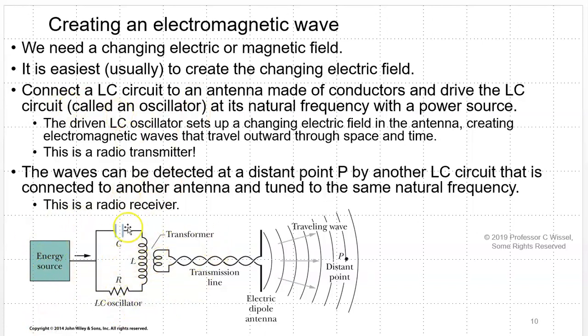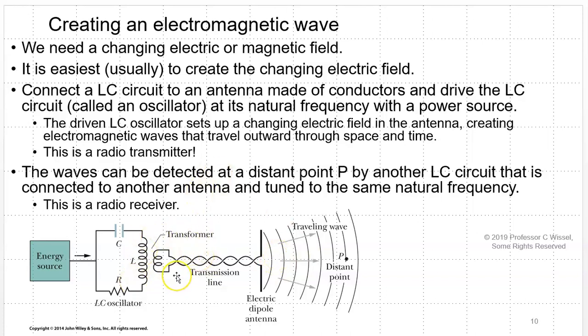Okay, so what we do is we have an LC circuit, really an LRC circuit, but we keep the resistance as low as possible, because resistance just basically wastes energy. You connect an LRC circuit to an antenna, and the antenna is made of conductors. And we drive the circuit, which is called an oscillator, at its natural frequency, at resonance, with a power source. So what happens then is, of course, the driven LC oscillator will set up a changing electric field in the antenna. That will create electromagnetic waves that travel outward through space and time. This is a radio transmitter.